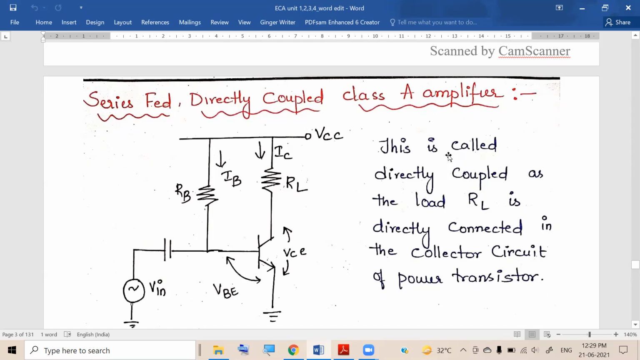First of all, what is the DC voltage here? Students, what is the DC voltage? You can see and tell. I hope you are able to see my screen. What is the DC voltage here? VCC. Okay, the DC voltage is VCC. What is the DC current? Answer please. What is the DC current here?